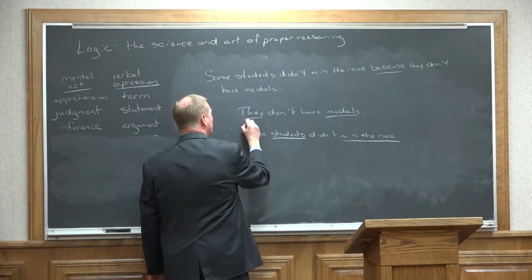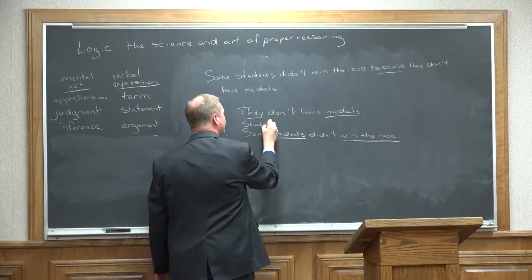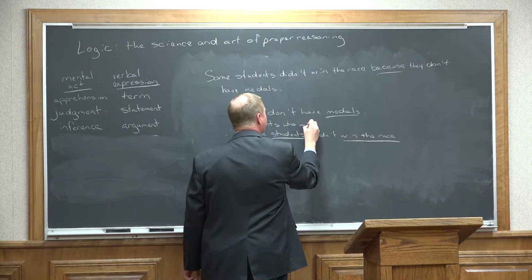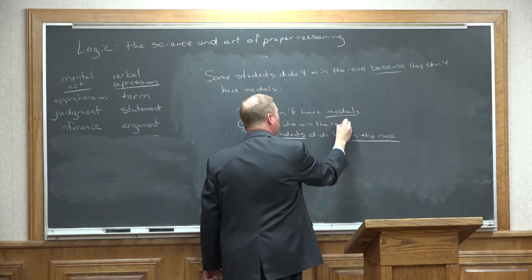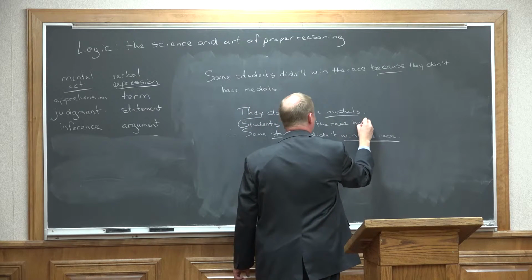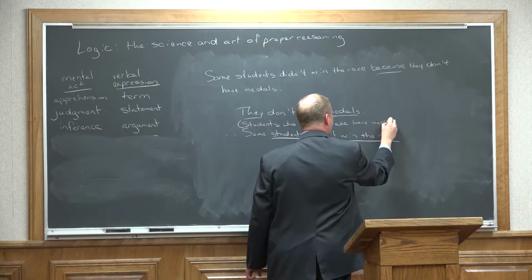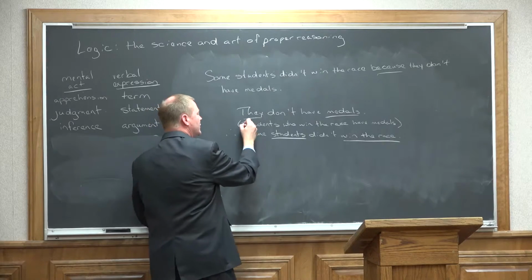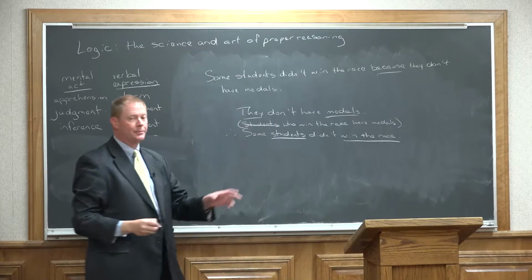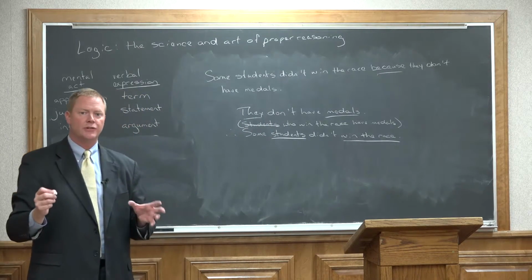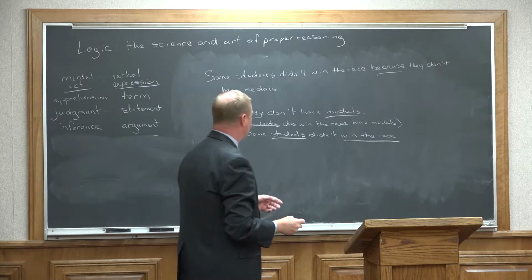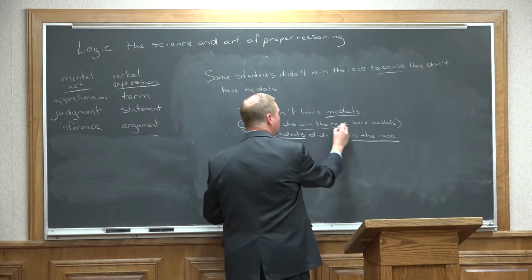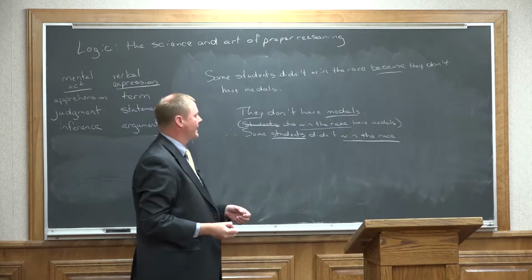Students who win the race have medals. Now you might be thinking, well, students, then we used it three times. But I only put that just to make a sentence that made sense, okay? Students who win the race have medals. This is the term, win the race, have medals.